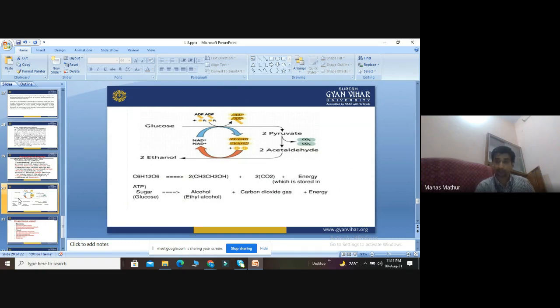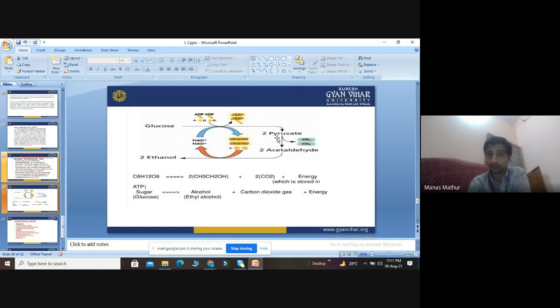Then we will focus on this figure. See, this is the glucose. Here is the reaction of ADP and ATP. NAD converts to NADH. ADP is converted to ATP with the transfer of electrons. One phosphate group is transferred.